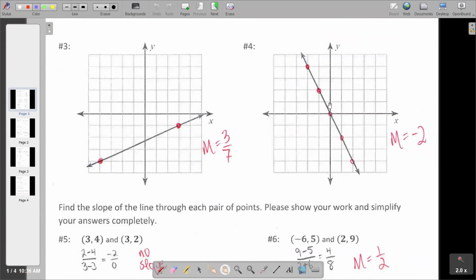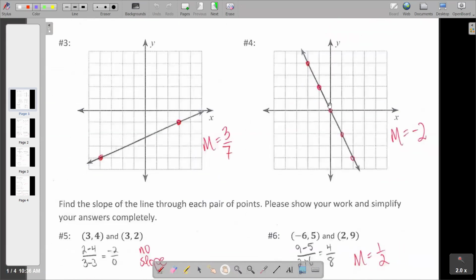Okay, on three, it's positive, so we don't need to worry about a negative. And the only 2 points I could find were the two that I have highlighted up there. So it's up 3 and right 7, so that's why the slope is 3/7. And then number four, it's clearly downhill.